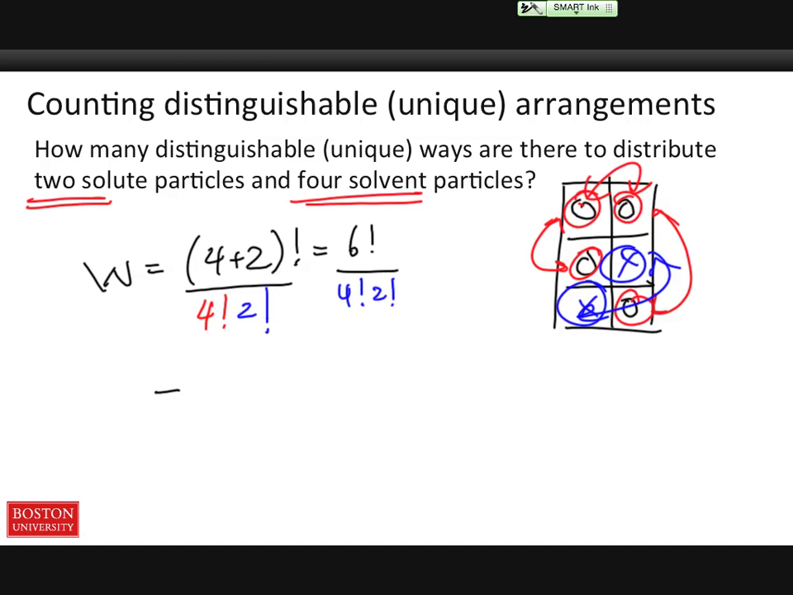Here's a nice little trick for evaluating these. 6 factorial is 6 times 5 times 4 times 3 times 2 times 1. But look what happens if we were to stop at 4 factorial. Divide this by 2 factorial, which is just 2 times 1, times 4 factorial. These cancel out, and we get 30 over 2, which is 15 unique arrangements, or completely distinguishable arrangements, for arranging 2 solute particles and 4 solvent particles.